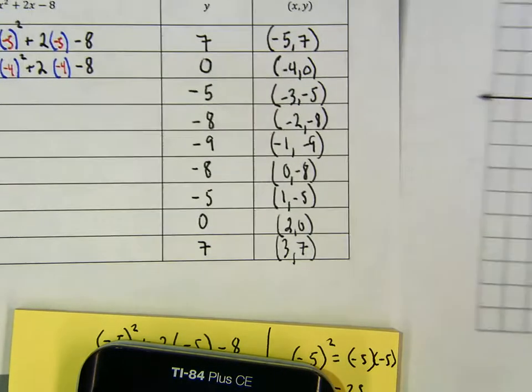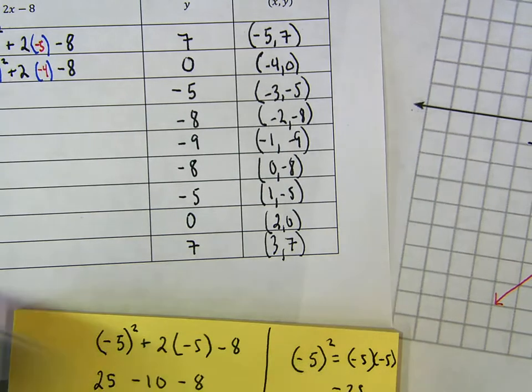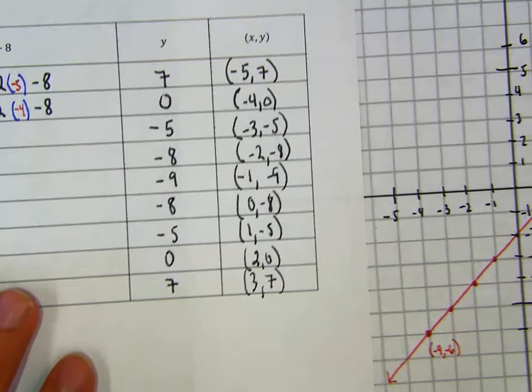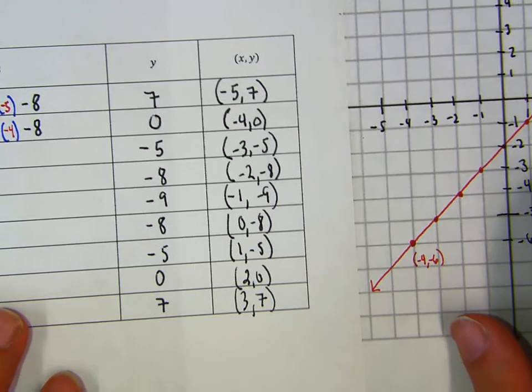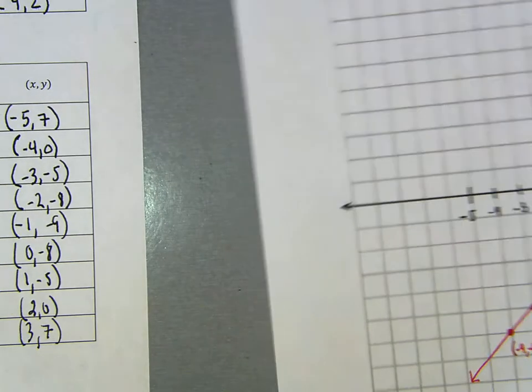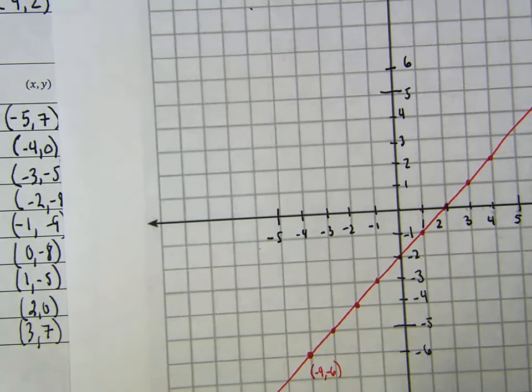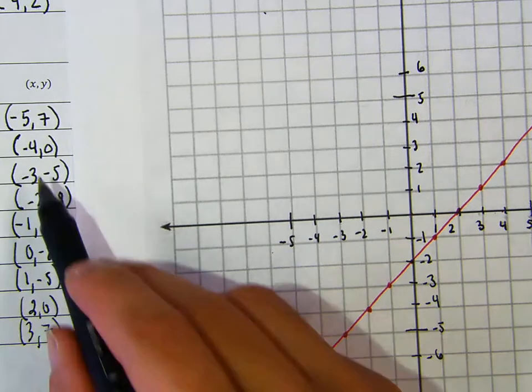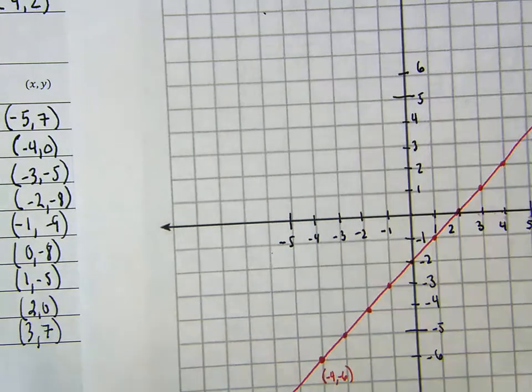So what I'd like you to do is take your time, pause the video, right? And graph these over here. So these are the points. How would I graph these points over here on your paper, right? Well, what's the first point? It's -5, comma 7. Where is -5, comma 7?